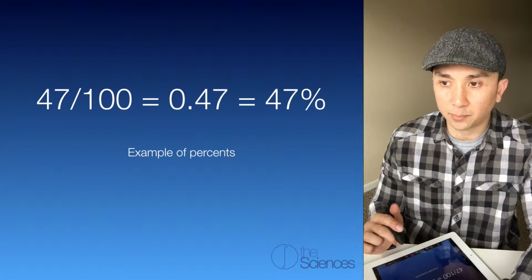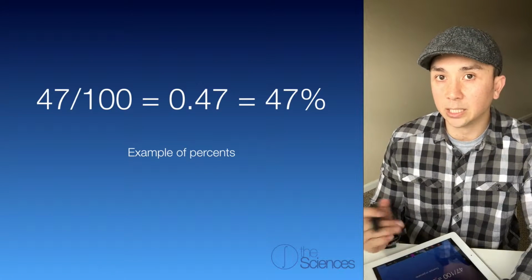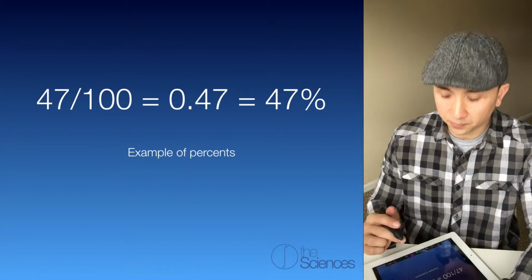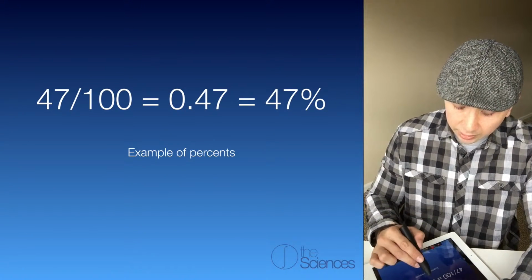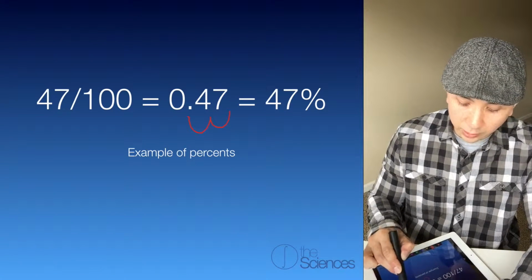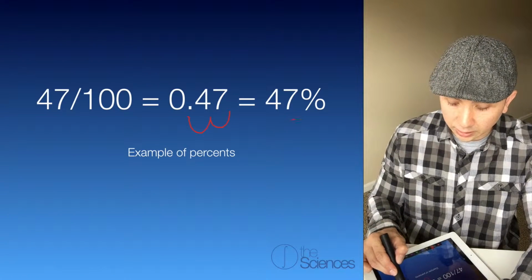So here, for example, we have 47 out of 100, which is the same as 0.47. So what you're going to do is move the decimal 2 places to the right so that you get 47, and then you're going to attach the percent sign.